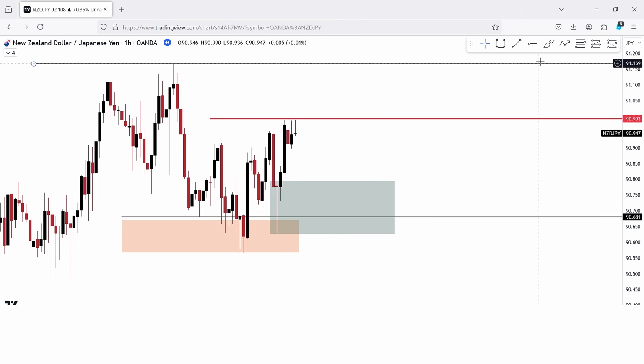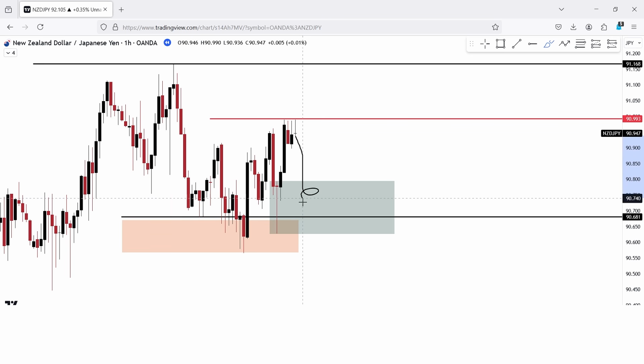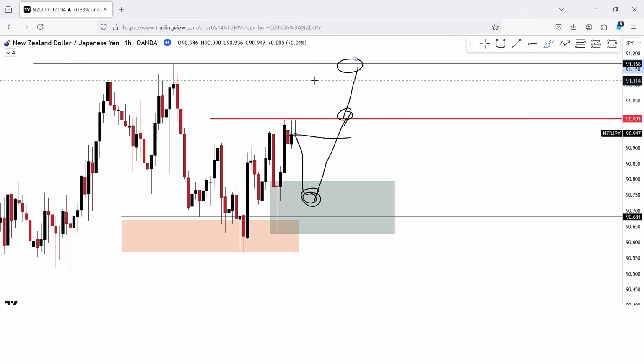And what can we anticipate? This next candle to open instantly bearish, target the internal liquidity, and flip the candle as the candle opens right here. You have a candle flip right here, instantly targeting this level, therefore targeting this level as well and closing out the entire range.